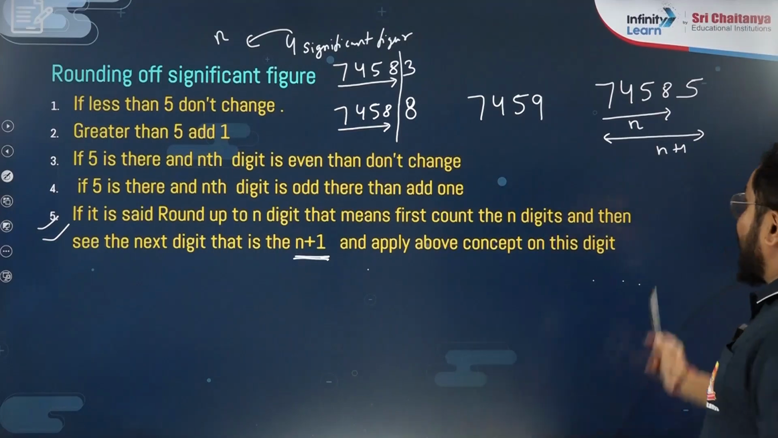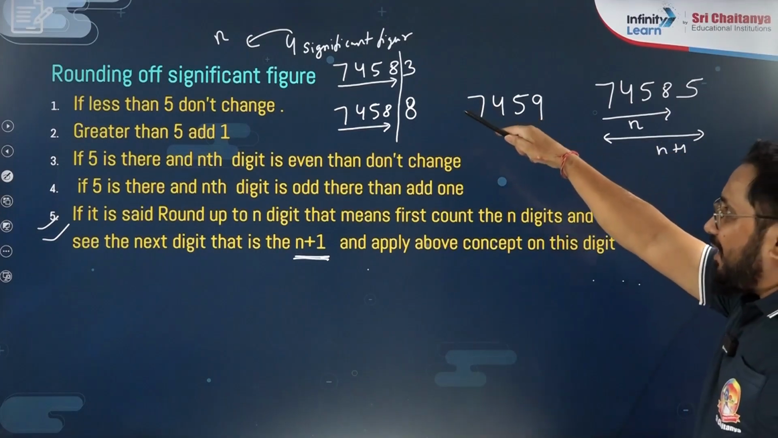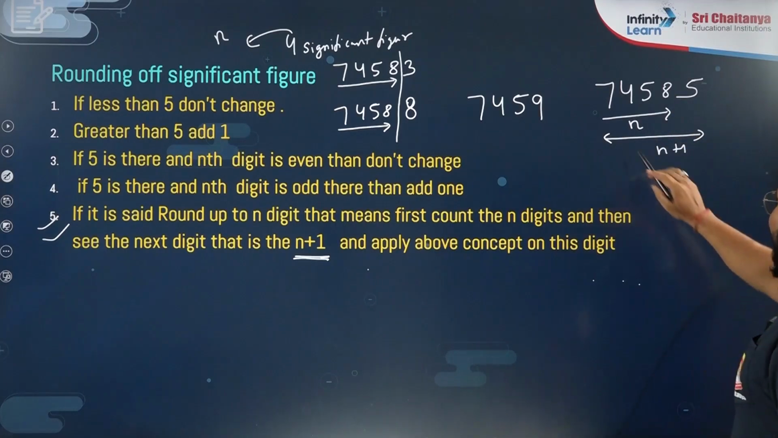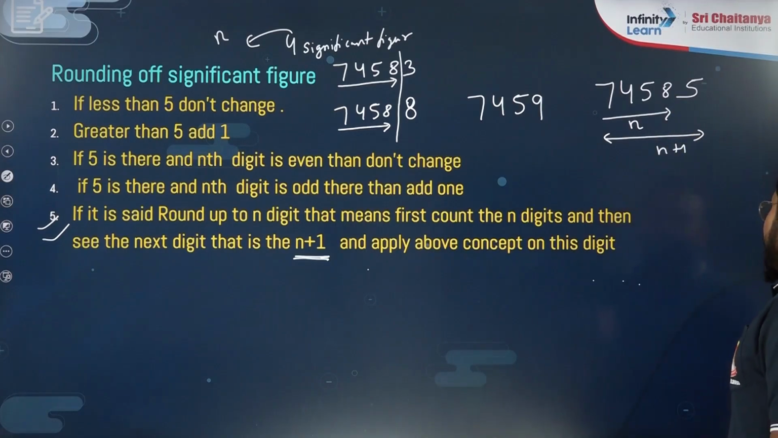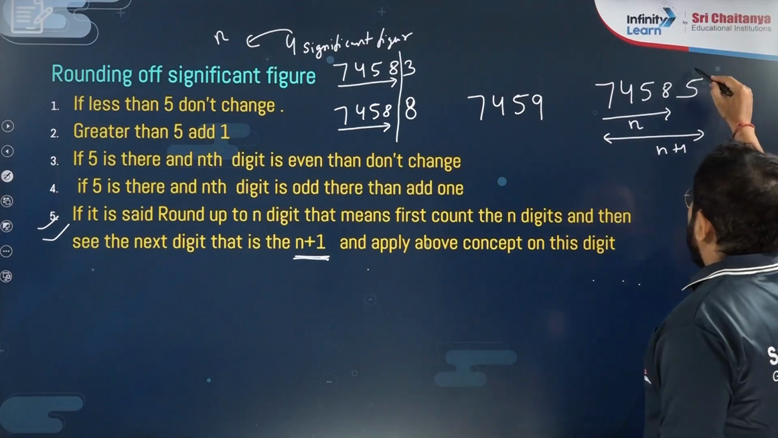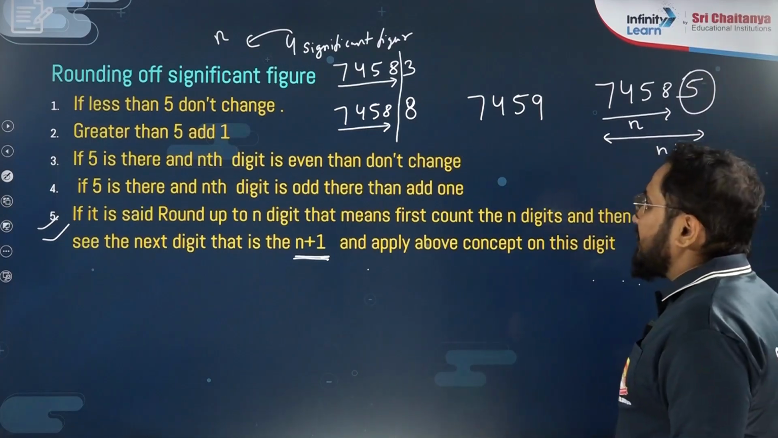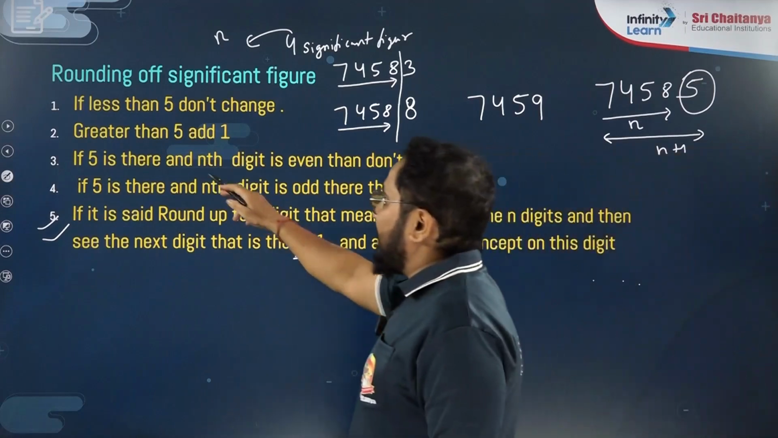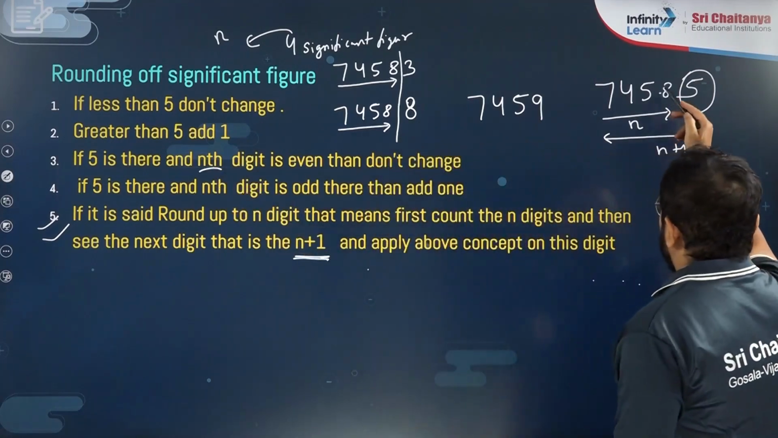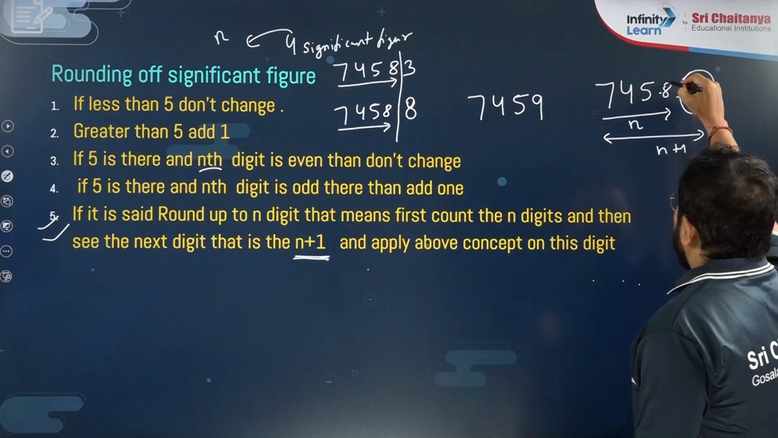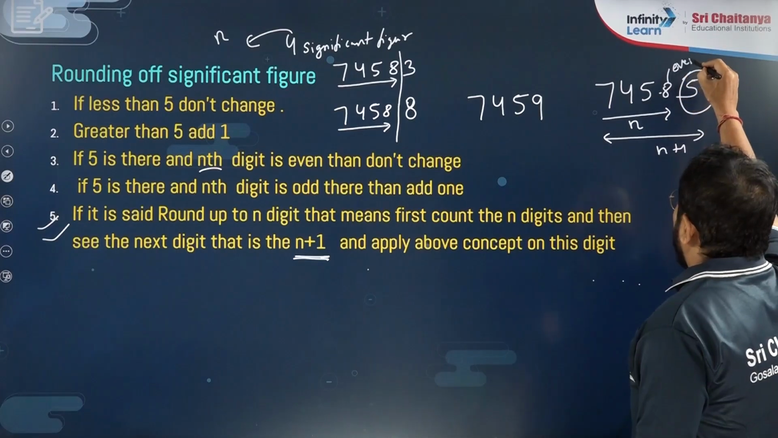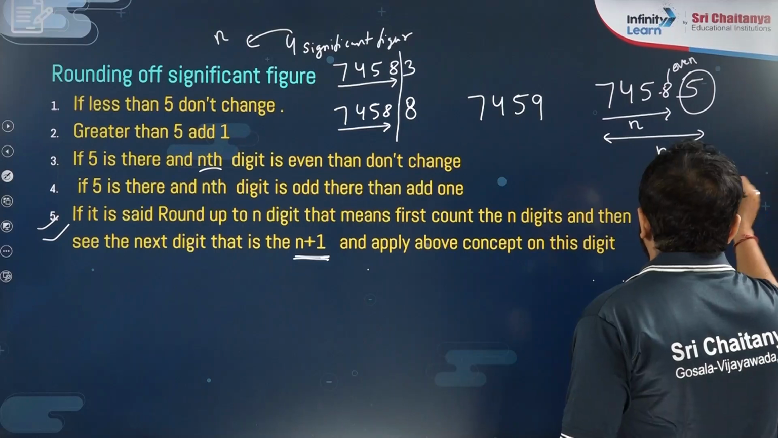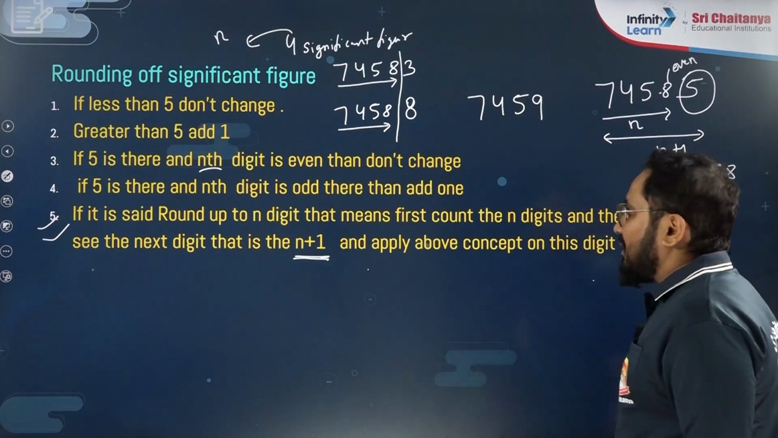So what is n? These 4, because they are saying find 4 significant figures. So for 4 significant figures, this becomes n plus 1 over here. Now n plus 1 is 5. So if n plus 1 is 5, look at the nth digit, just the last one. This nth digit is even. If it is even, then there is no change. The answer will become this only.